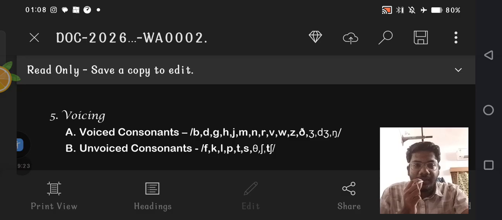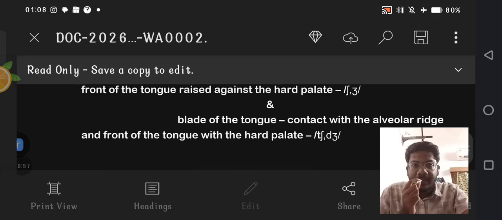Then unvoiced consonants, where the vocal cords don't vibrate. So while pronouncing all these sounds, there is no sound produced from the vocal cords. That's why these are classified as unvoiced consonants. So 15 voiced consonants and 9 unvoiced consonants, totally 24 consonants in total.